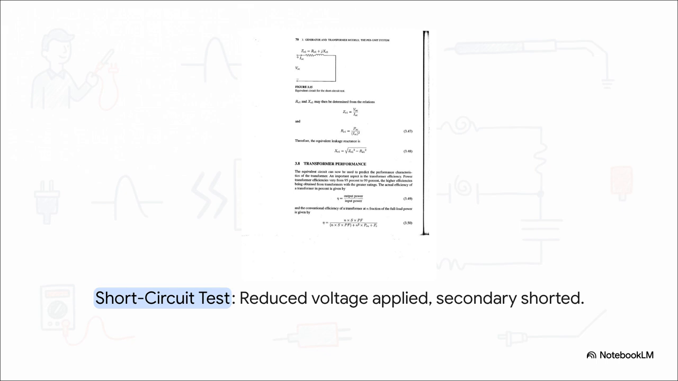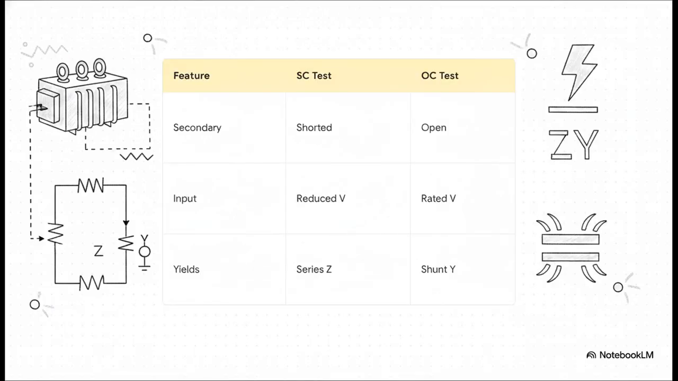The voltage and current ratio we measure here perfectly isolates the series leakage impedance. Actually, you know that impedance percentage stamped on every single transformer's metal nameplate? It comes directly from this exact test. Let's just summarize that really quick to lock it in.